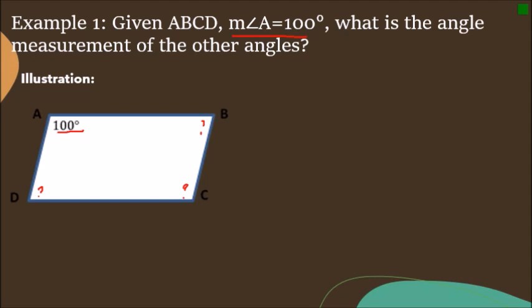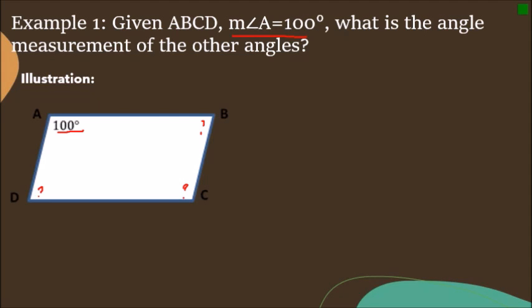And isa pang condition natin in terms of the angles, consecutive angles are supplementary angles. Pag sinabi natin consecutive, pair of consecutive angles, magkasunod. Dalawang angle na magkasunod. Halimbawa, angle A and B, angle B and angle C, angle C and angle D, angle A and angle D. Those are consecutive angles. Pag idinagdag natin yung measurement nila, ang sagot ay 180 degrees. That's why they are supplementary angles.